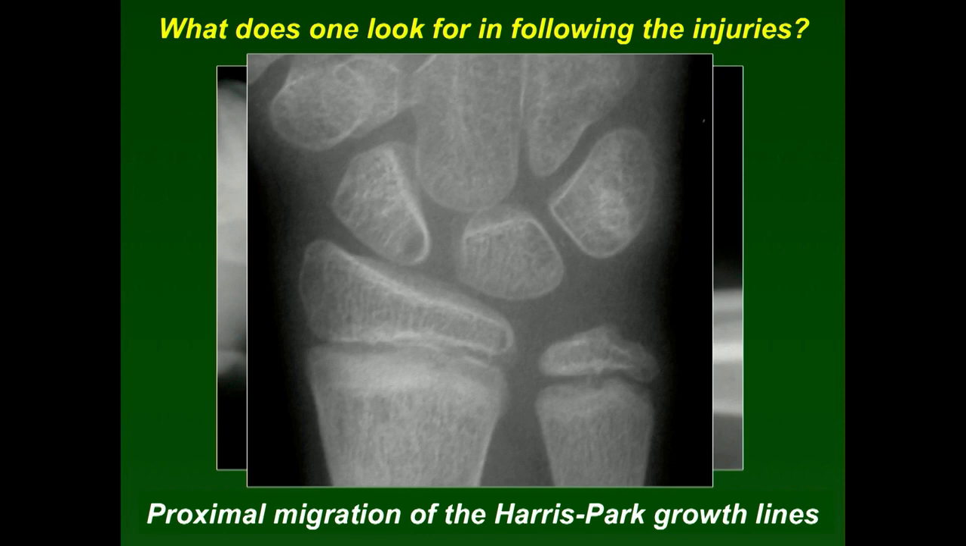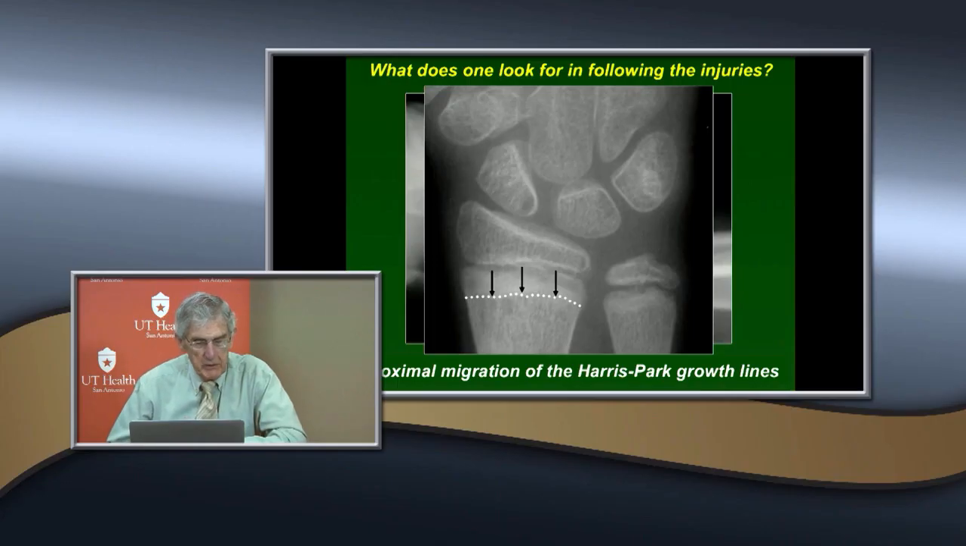Whenever you have an injury, you have a slowdown of growth. And when we talked about this in the first section, they call that the Harris Park growth arrest lines. And if you have symmetrical migration, you know that it's still growing. That's the best sign that you want. Once you see that, then you probably may not need to have them come back. You demonstrate that it is growing, and it's growing symmetrically.